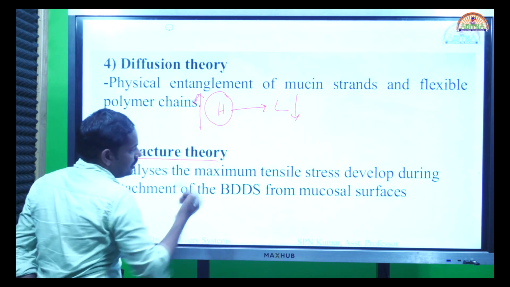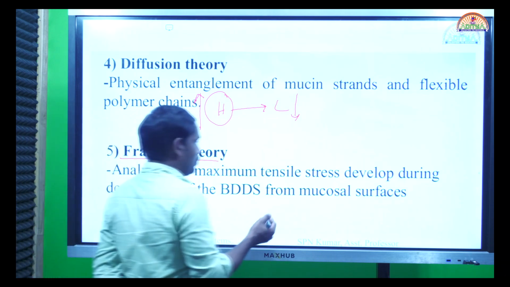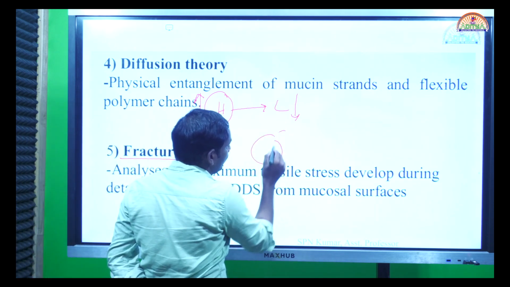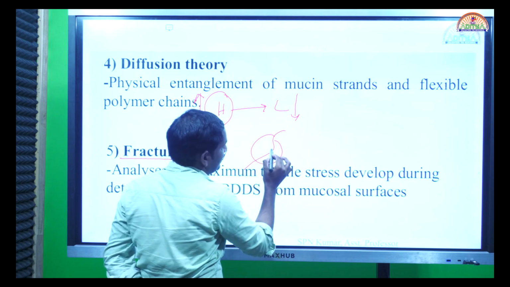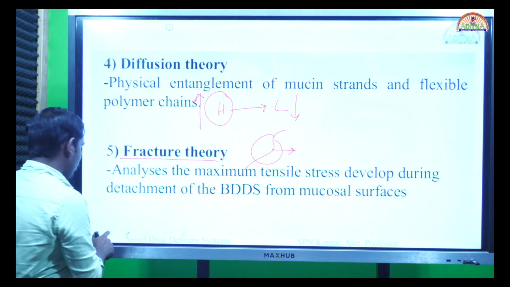Next is fracture theory. In fracture theory, when the molecule is exposed, there is formation of a new crack length. This crack length will exactly bind with my mucous membrane. It is exactly matching with my mucous membrane.